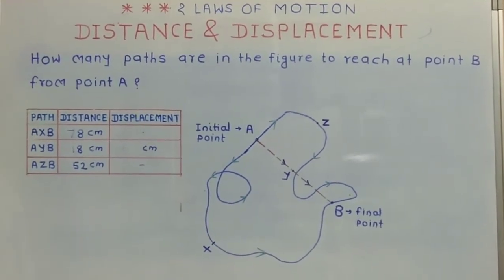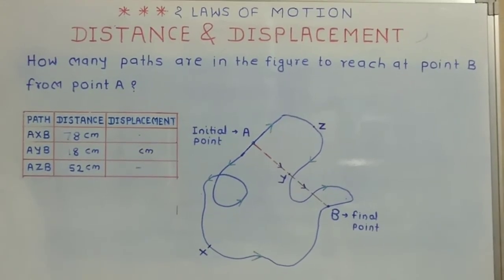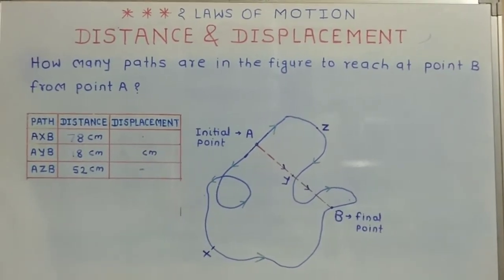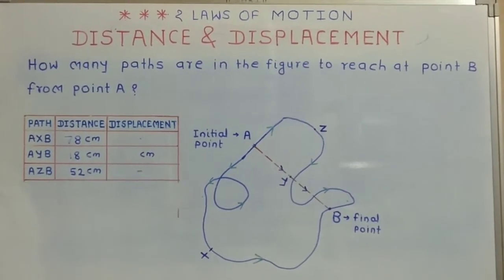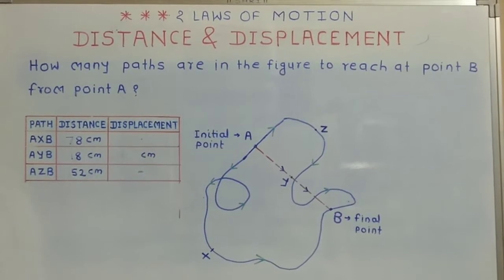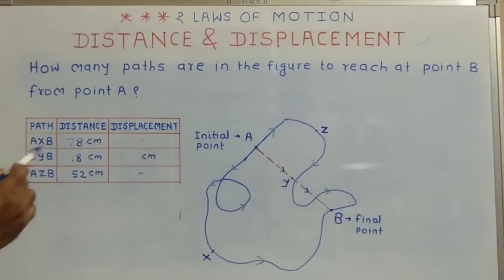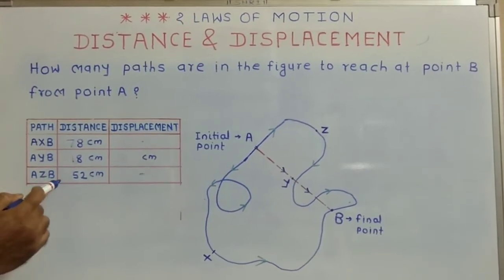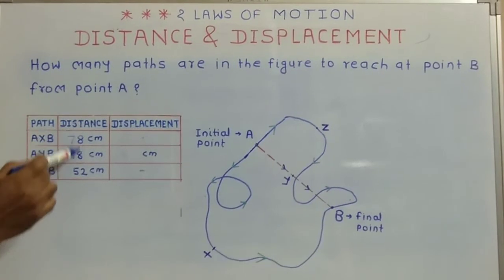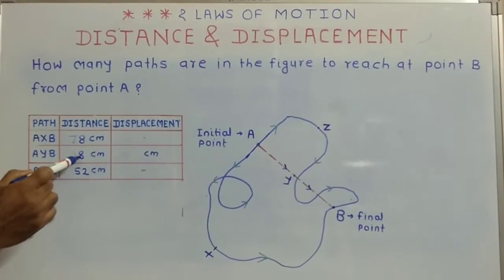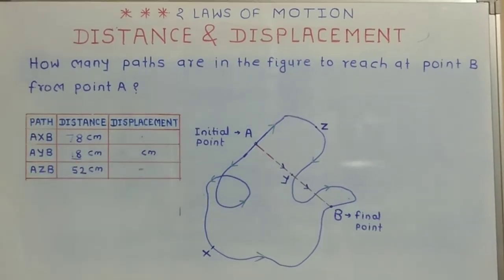Now in this case, the length of the path traveled by the object from point A to point B along the three paths, that is AXB, AYB and AZB, can be called a distance. Among these three distances, we observe that 18 is the minimum distance.